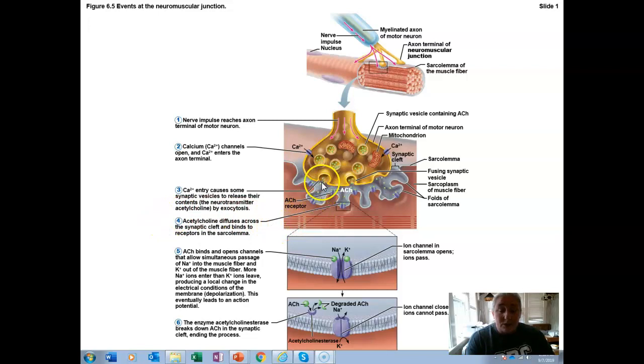So acetylcholine then moves across the synaptic gap or cleft and binds to receptors on the sarcolemma. Binding of those receptors opens up sodium gated channels. So sodium rushes in, causing depolarization of the muscle fiber, or a stimulation of the muscle fiber. So that triggers more sodium gated channels to open up, and then potassium channels open and potassium rushes out.